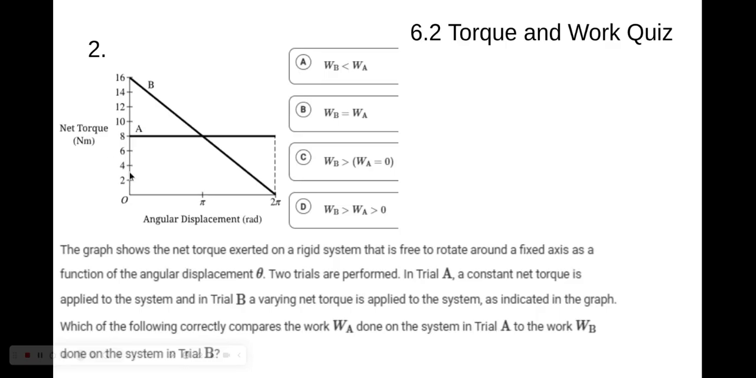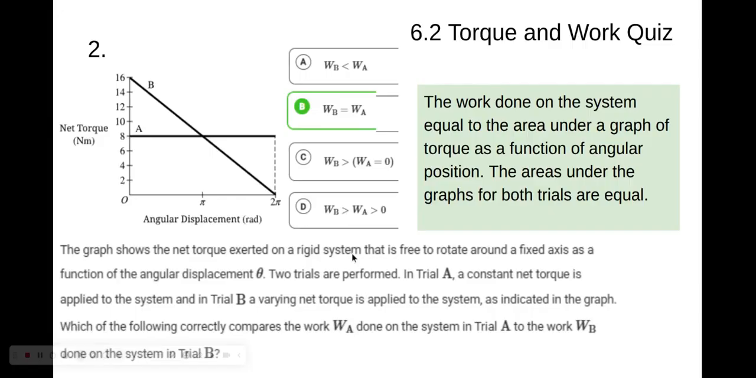Well, this is torque versus delta theta, and that's our formula for work. In other words, what we want to calculate is the area under these lines and compare them. The area of the rectangle for A would be 8 times 2 pi. The area of the triangle for B would be 1/2 times 16 times 2 pi. And if you do the math, both of those give you 16 pi. And so the answers are equal, so the answer should be B.